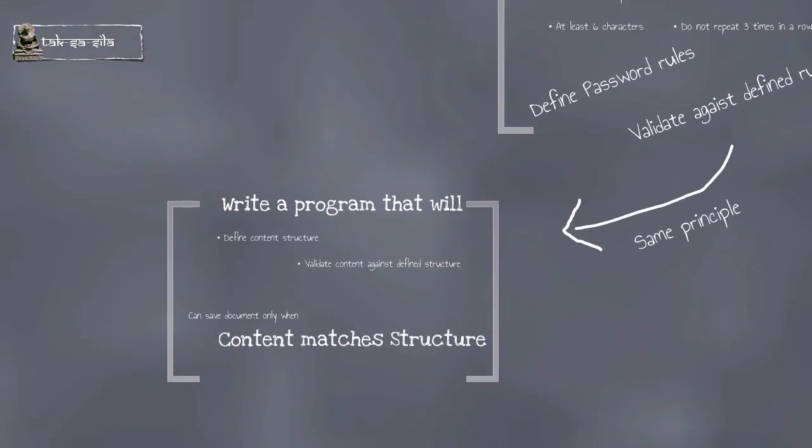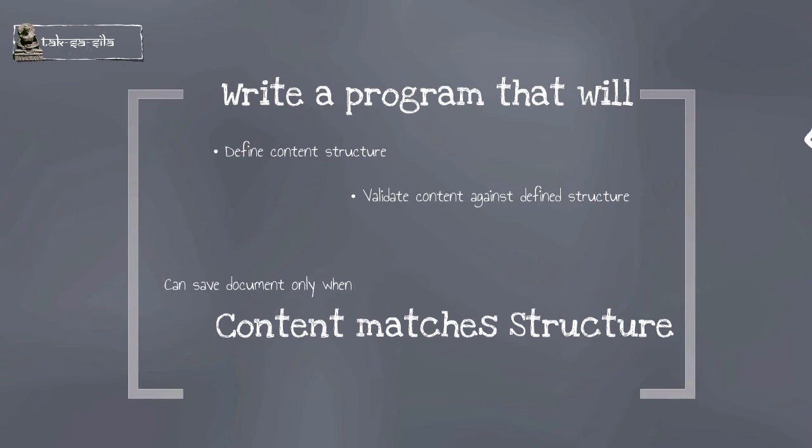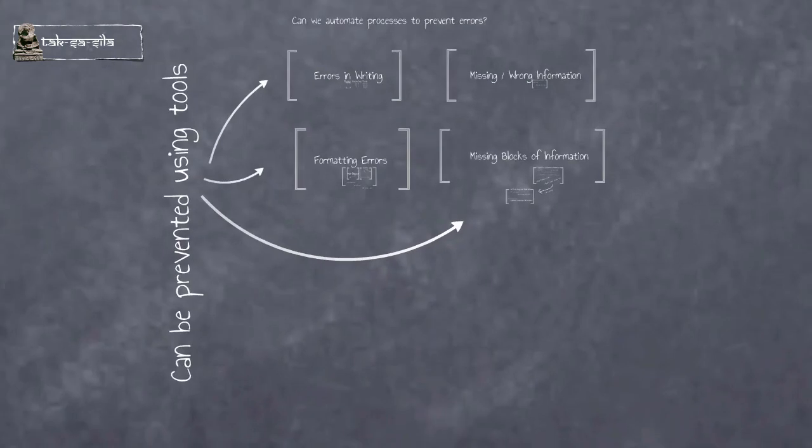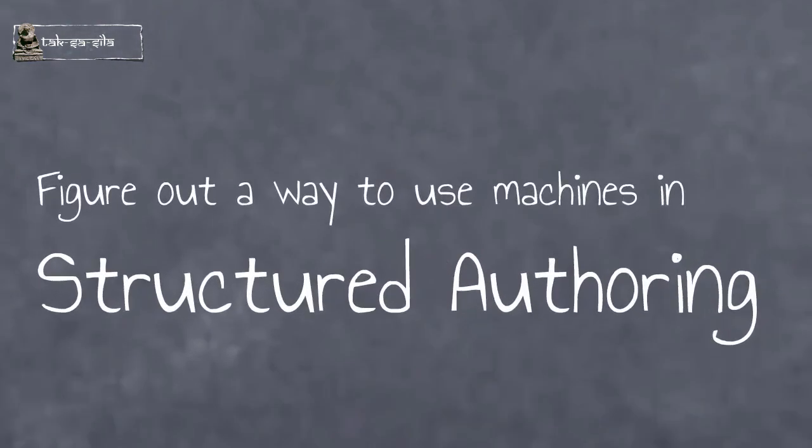Following the same principle, you can write a program that can validate your content against the defined structure. Similar to the password, the program will not let you save your document unless your content matches the required structure. Therefore, using a machine, you can completely eliminate the issue of missing block of information. So, of the 4 types of errors that we identified, at least 3 can be prevented using proper tools. Therefore, to make our structured authoring process robust and less error prone, we have to figure out a way to use machines in our process.